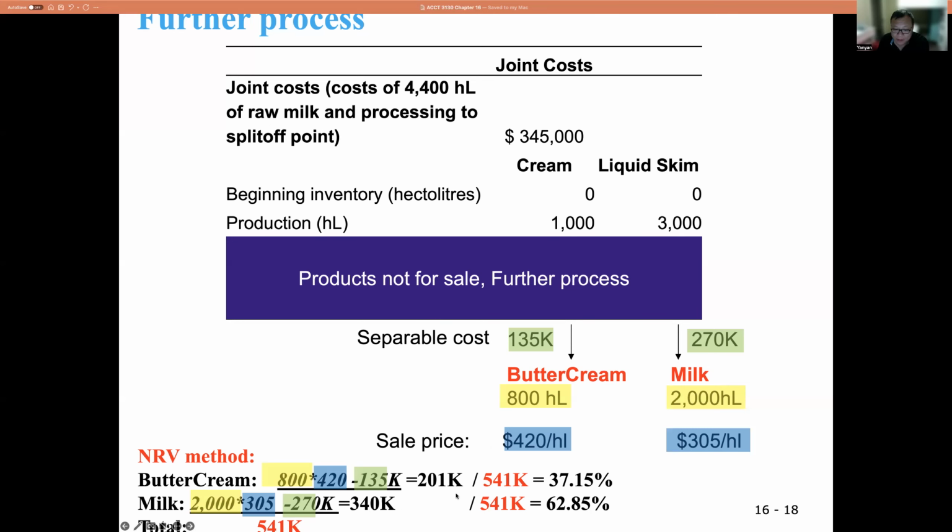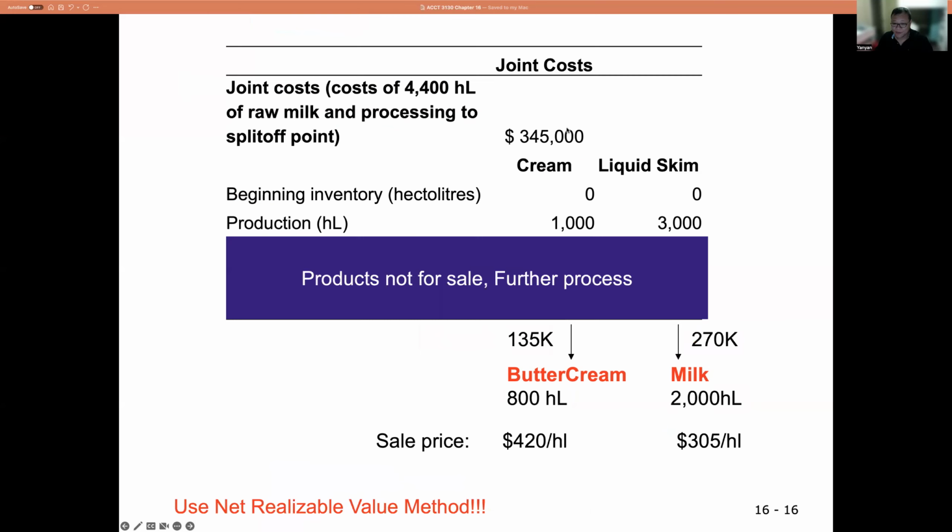541K. Now I calculate the relative weight, using 201 divided by 541, which is 37.15%. That's the weight we're going to use for the buttercream, and the 62.85% we're going to use for the liquid cream. This weight will be applied to the 345,000 to calculate the joint cost allocation. Okay.